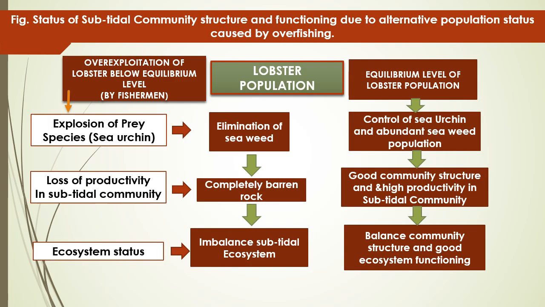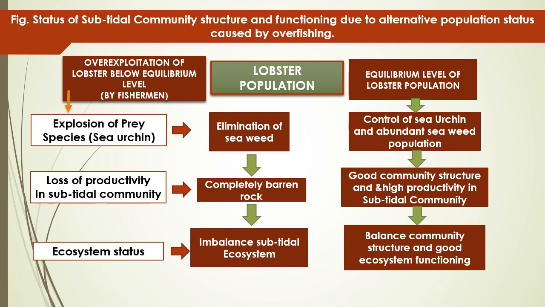With the help of this flowchart, I would like to explain why we consider lobster a keystone species. Lobster is a keystone species in subtidal communities off the east coast of Canada. Lobsters have been heavily exploited by fishermen, and as a result, the sea urchin population has increased. Sea urchins are herbivores that can control the distribution of algae. A population explosion of sea urchins results in the elimination of seaweed species like Laminaria and Alaria, and has produced large areas of nearly barren rock. This means loss of productivity occurs in the subtidal community, and the whole subtidal ecosystem becomes imbalanced.